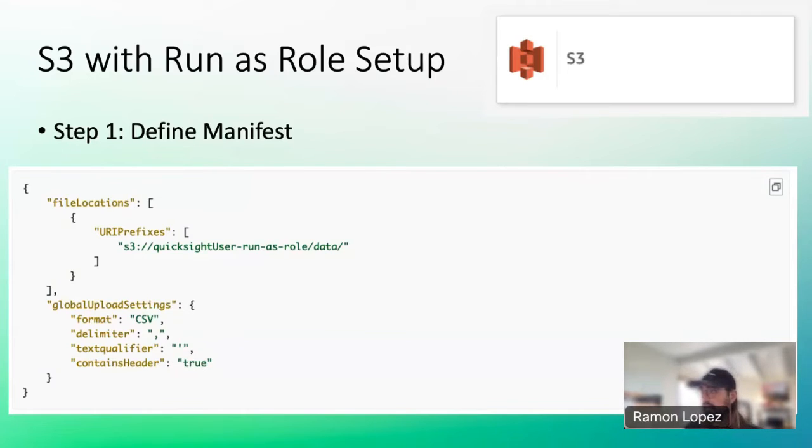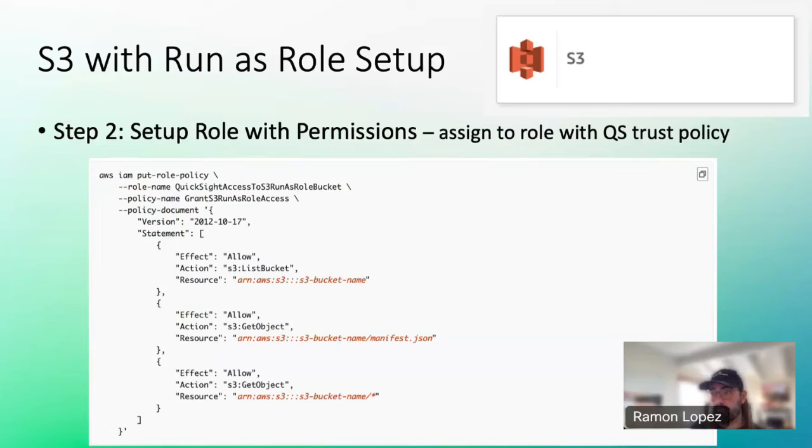First, just like any S3 data source, we need to define a manifest. This manifest is a JSON file that defines where the data lives and what format the data is in. In my demo, I have uploaded that manifest directly to S3. Step number 2 is that we're going to create a role. This role is going to include the assume role trust policy that we mentioned earlier, plus it's going to have these permission policies attached to it. In the demo that I created, we have 3 individual permissions.